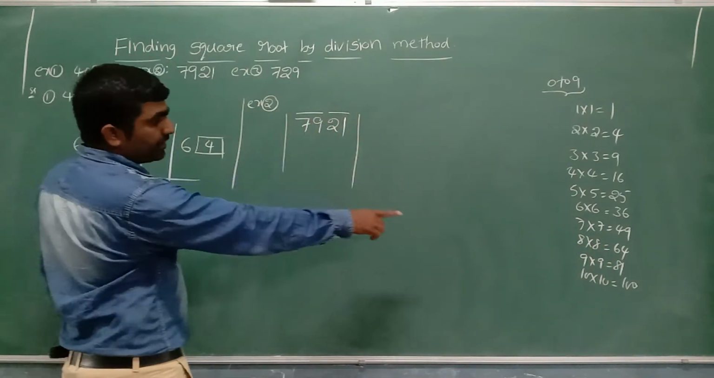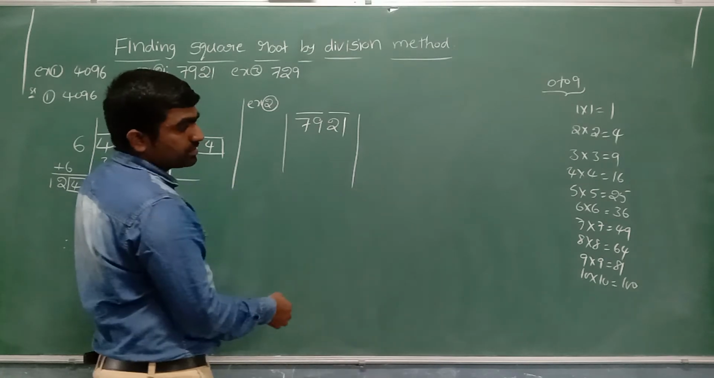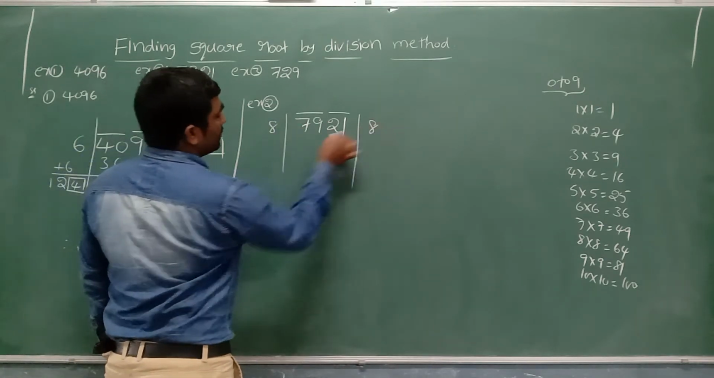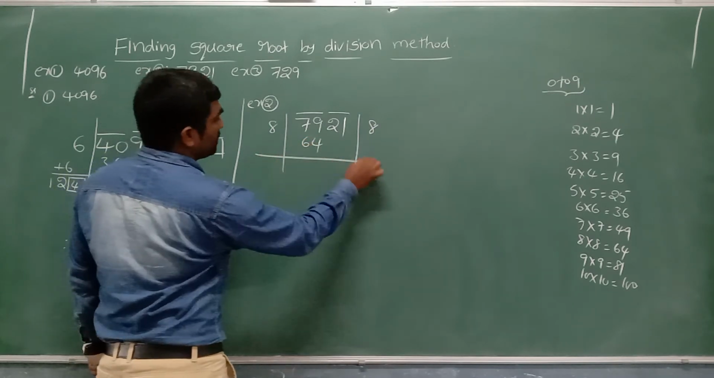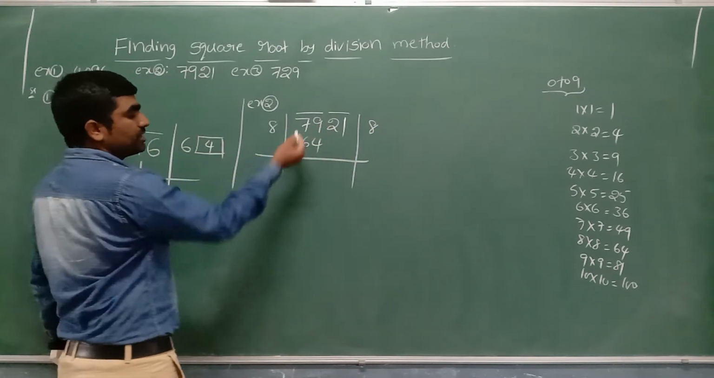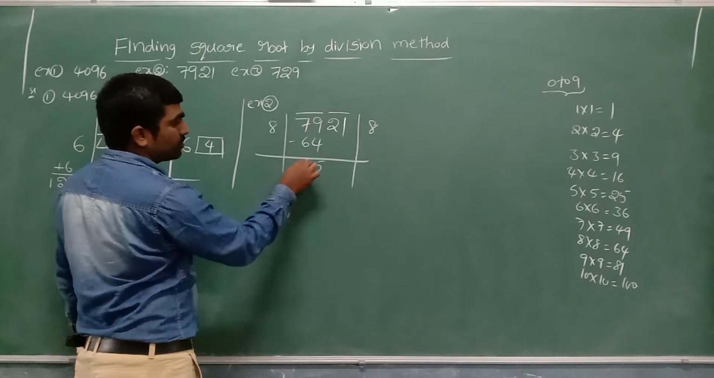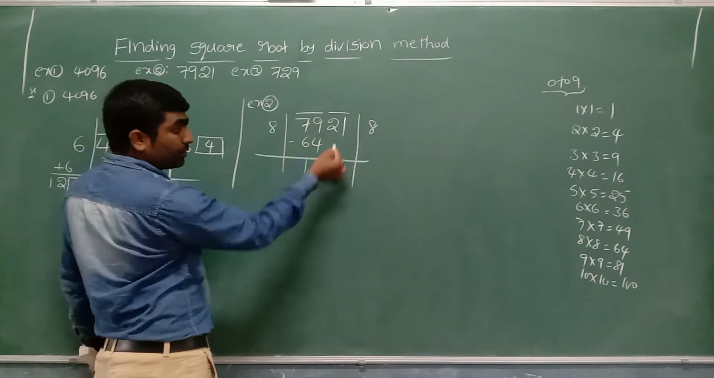So the nearest perfect square is 64. We'll go with 8. 64 is the perfect square which is near to 79. Let us simplify with subtraction. 9 minus 4, 5. 7 minus 6, 1. Now this we have to bring down.